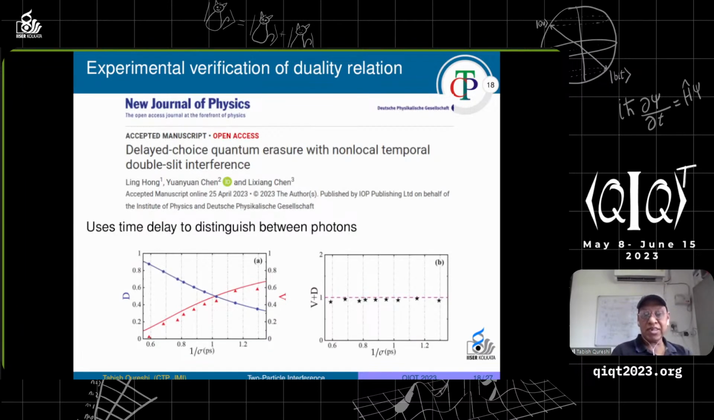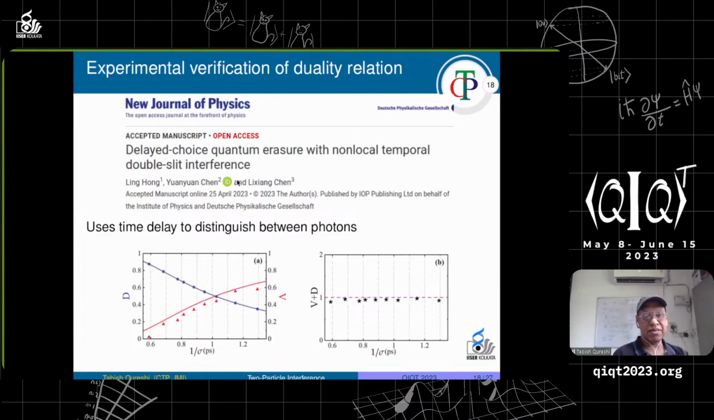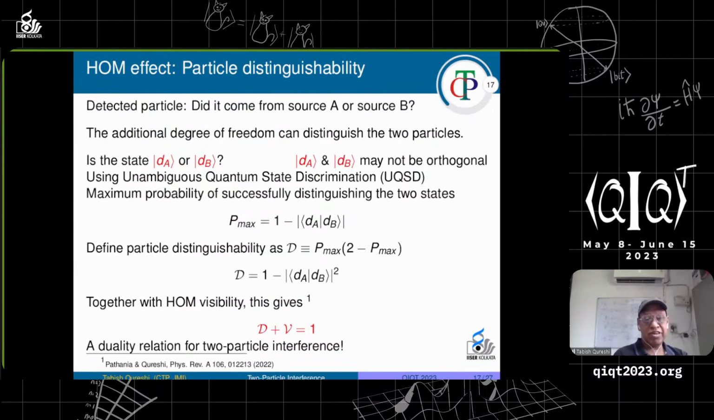So incidentally, this year, this new duality relation for two particles has been experimentally tested by this group in China. This paper is still an accepted manuscript in this journal. They don't use polarization, they do a kind of time marking, which I don't have time to go through right now, a temporal marking of these two photons which are coming from two different sources. And they have defined a distinguishability exactly in the same way which we have defined.